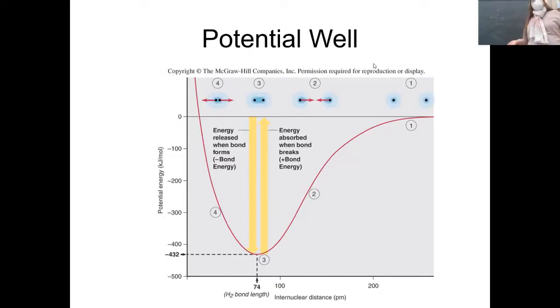Now, since forming a bond is at the bottom of this well, it's more stable. In order to go down to the bottom of the well, we release energy. So it is negative energy, released energy, to form a bond between two atoms. To break that bond, just like breaking a stick, you have to use energy to break it, and so that is a positive energy. Now notice those two arrows are the same length. So it's the same amount of energy to form or to break. It's just one is positive, one is negative.